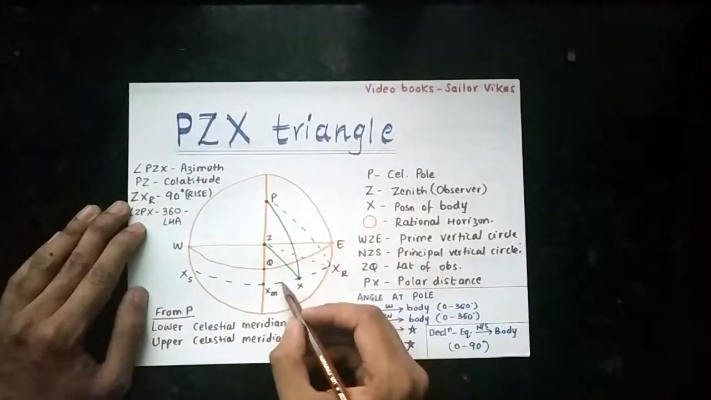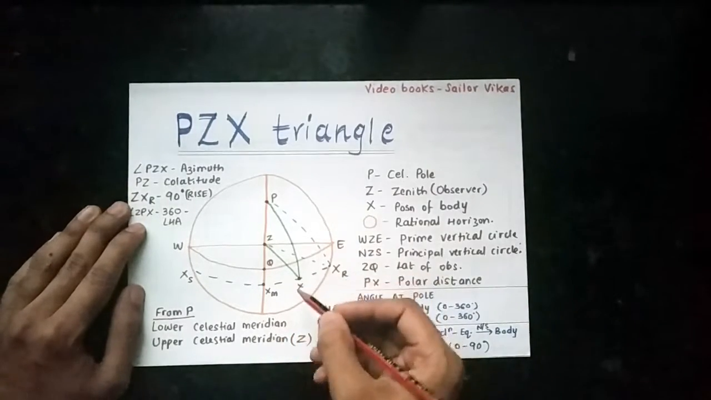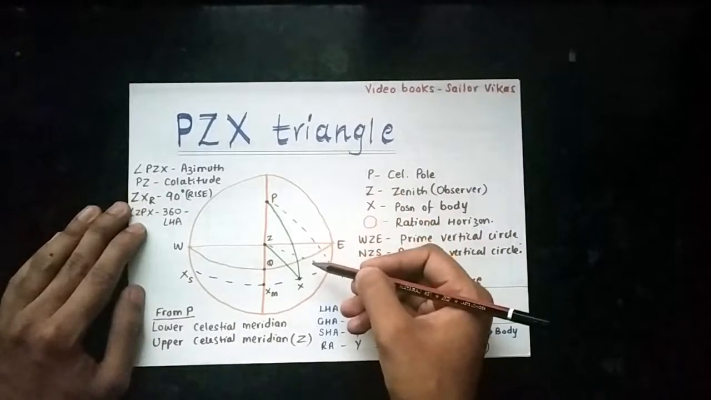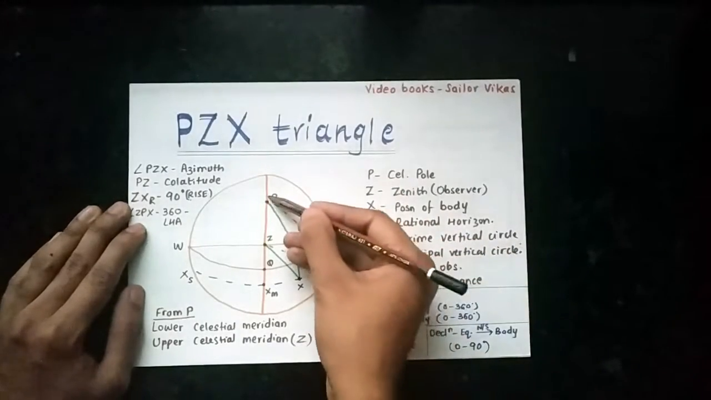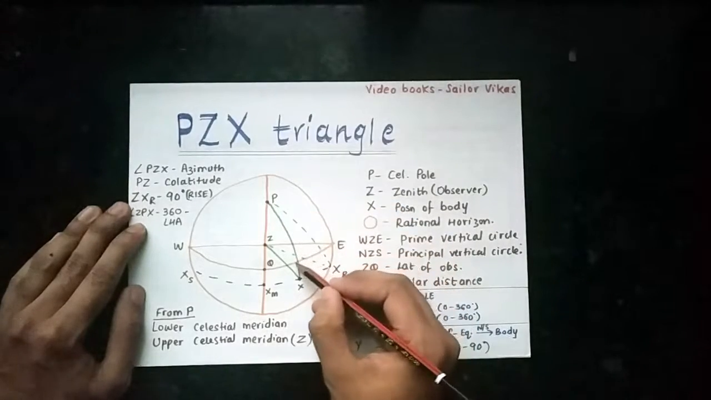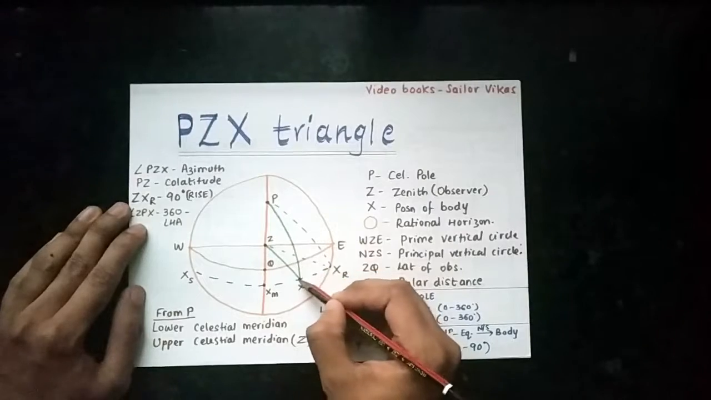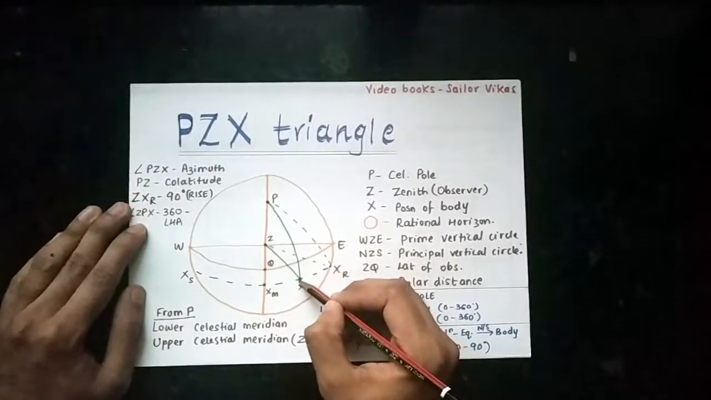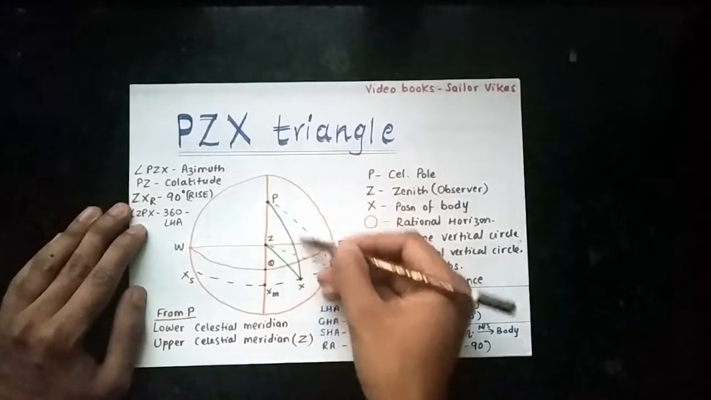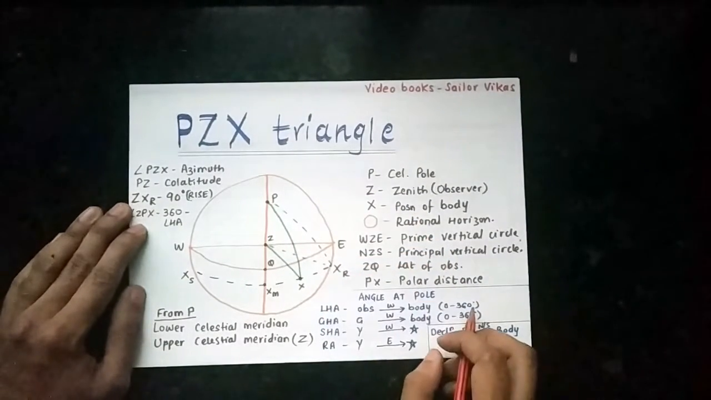Now for example, here the body is south of the equinoctial. To calculate the polar distance, which is nothing but the distance from the pole to the body: from the pole to the equinoctial it will be 90 degrees, and from here to here it will be nothing but the declination of the sun. So it will be a total of 90 degrees plus the declination of the sun. This is how you will calculate the polar distance.